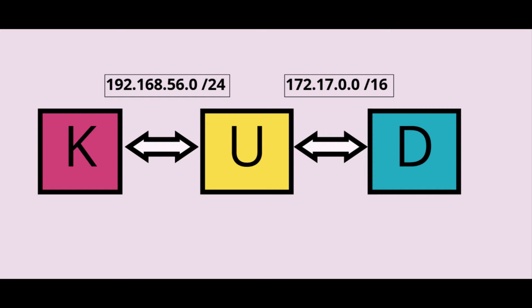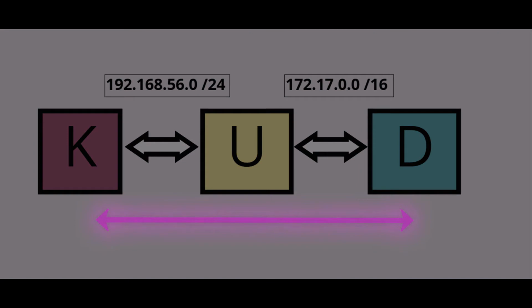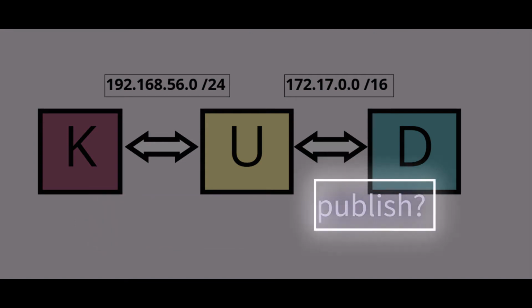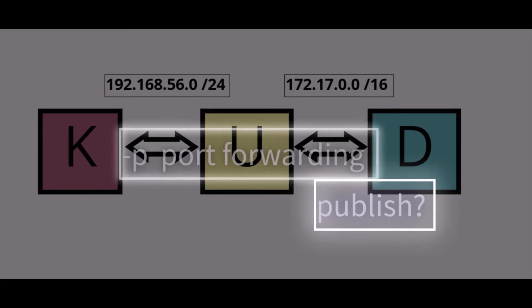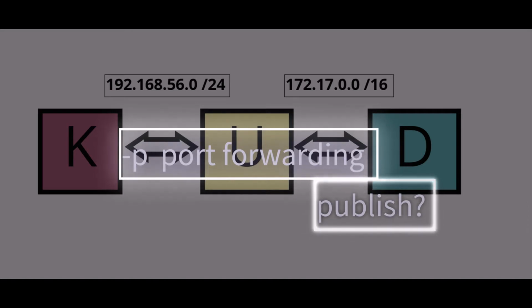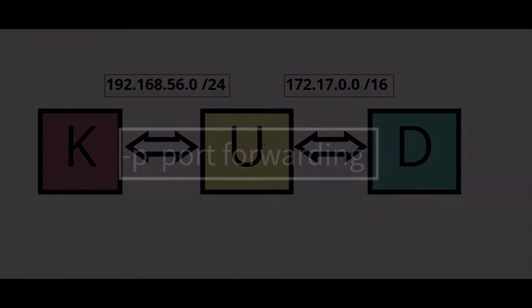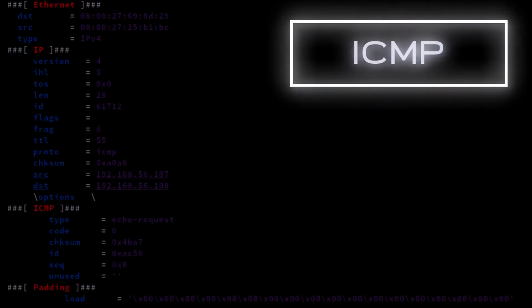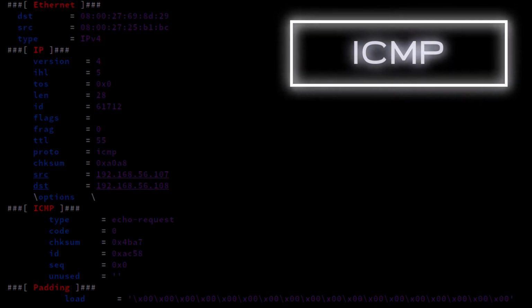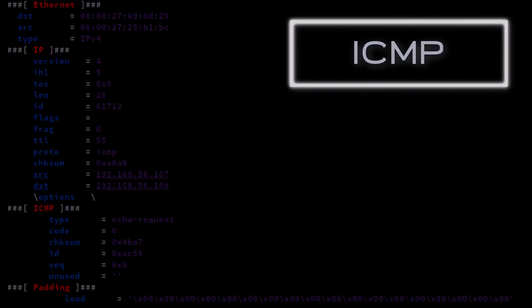Let's write down what we need to achieve the goal. We want to ping from K to D and get a reply. Does the publish option help? I might be making a stupid question, but I get the same kind of question once a year. Does ICMP use ports? No. Why? Because the layer is different. Ports are for transport layer protocols, not for network layer protocols. So we will not use the -p option.